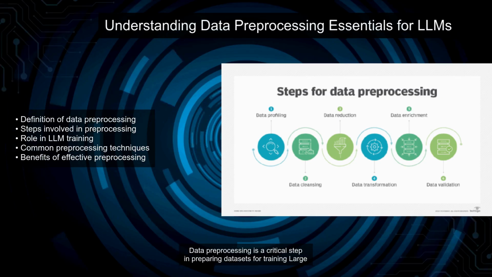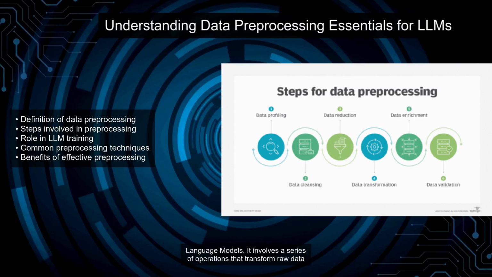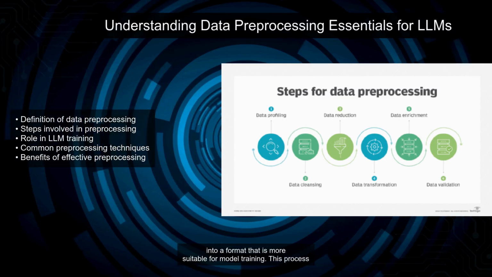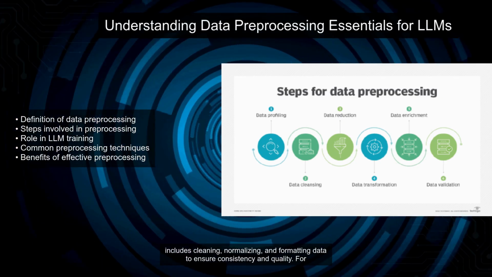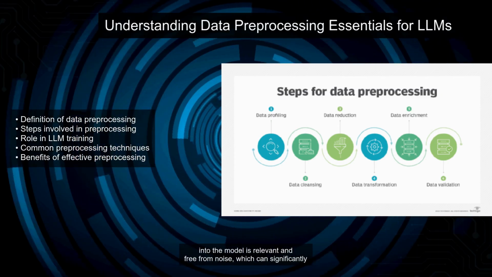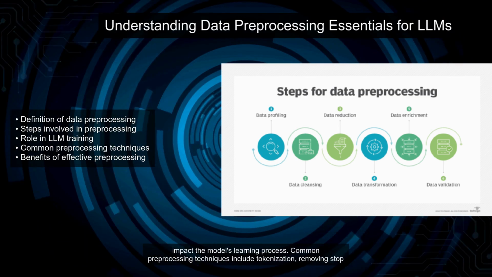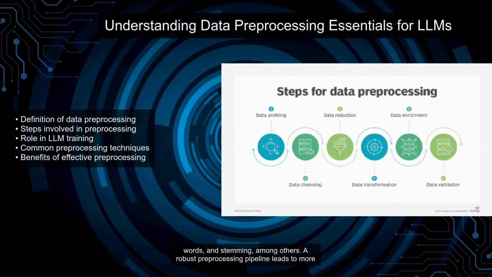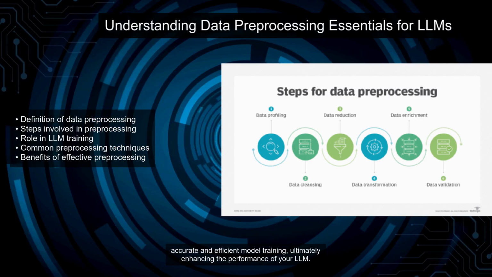Let's get started. Data preprocessing is a critical step in preparing datasets for training large language models. It involves a series of operations that transform raw data into a format that is more suitable for model training. This process includes cleaning, normalizing, and formatting data to ensure consistency and quality. For LLMs, preprocessing is particularly important because it ensures that the data fed into the model is relevant and free from noise, which can significantly impact the model's learning process. Common preprocessing techniques include tokenization, removing stop words, and stemming, among others. A robust preprocessing pipeline leads to more accurate and efficient model training, ultimately enhancing the performance of your LLM.